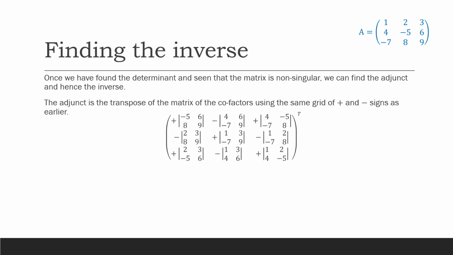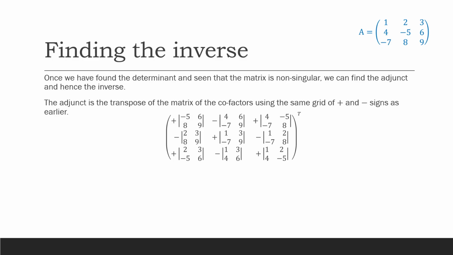So can you see the first pattern? Plus, minus, plus, minus, plus, minus, and so on. So there we've got the pattern. Can you see the T for transpose? Don't forget to transpose it. It's easily done. So the cofactors of the 1, as we did before, were -5, 6, 8, and 9. The cofactors of the 2, we don't write down the 2, forget about the 2 now. The cofactors were 4, 6, -7, and 9.